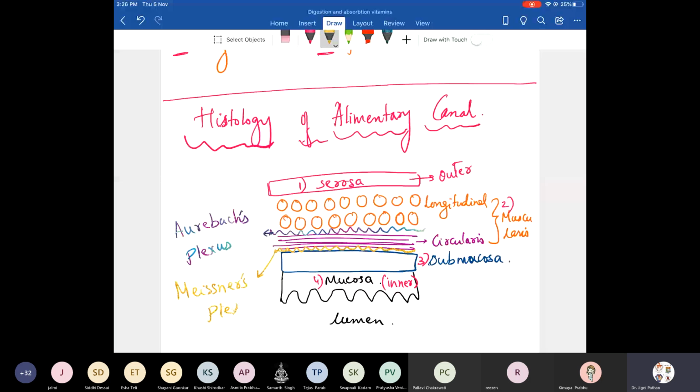Done, everyone? Okay. About the histology, we'll study in the next class. I hope you have finished the writing part. Exactly about the definitions, which tissues are present and their functions, we'll study in the next class. Is it clear to all? Any doubts for today's class? Quickly tell me. No doubts. Okay then.